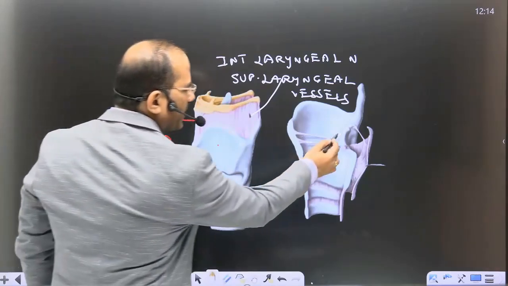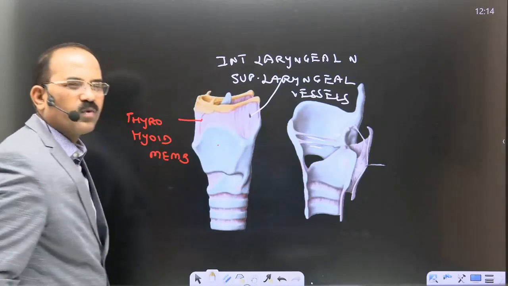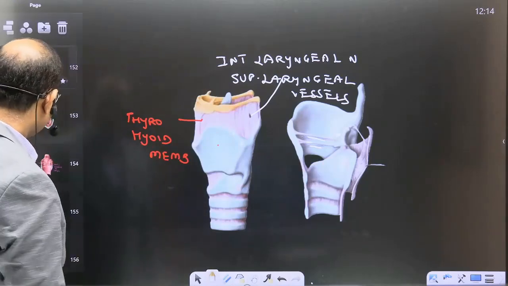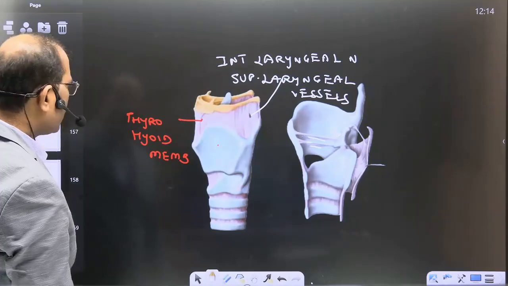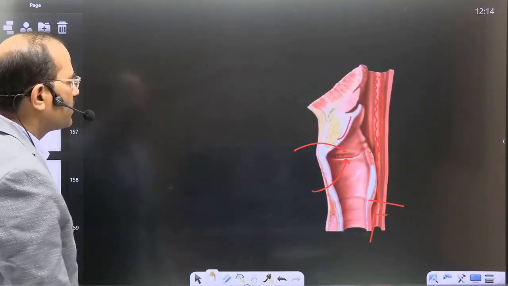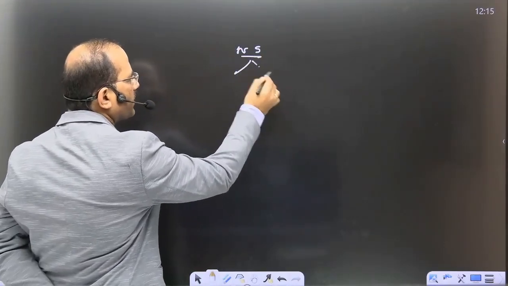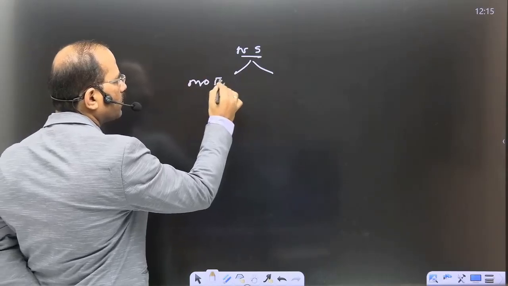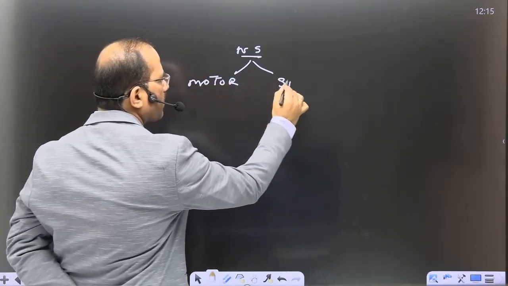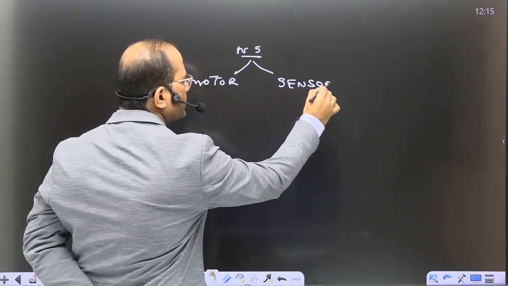And these are the arytenoids. These are the vocal process. Vocal folds. Clear to all of you? Now coming to the nerve supply of the larynx. Nerve supply is motor and sensory. Motor and sensory nerve supply of the larynx.